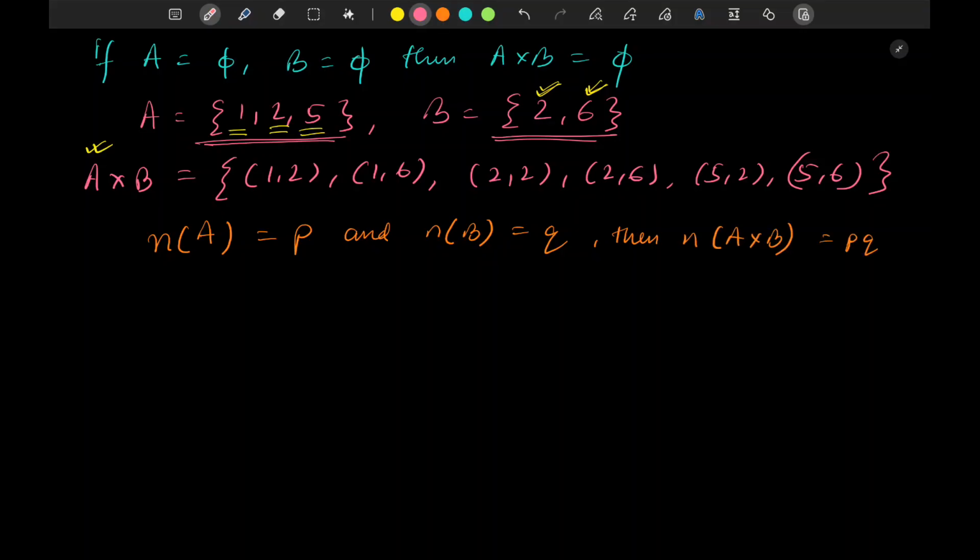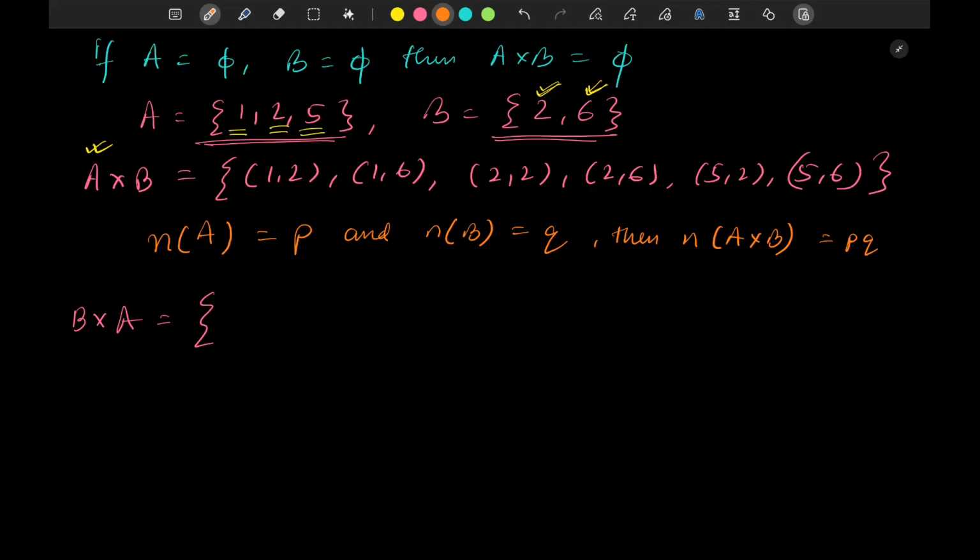One more thing to note is that instead of A cross B, if we find B cross A, the elements of B cross A will be completely different, because in the case of B cross A, the ordered pairs will have all the first components from set B and all the second components from set A.